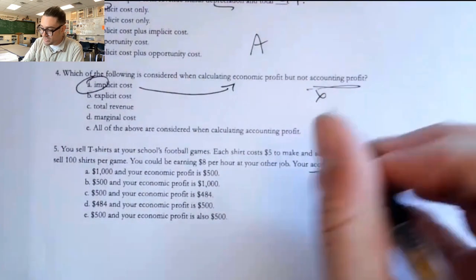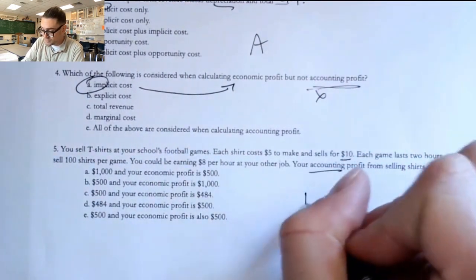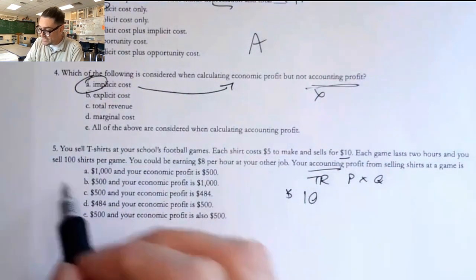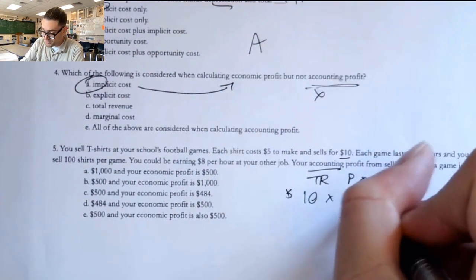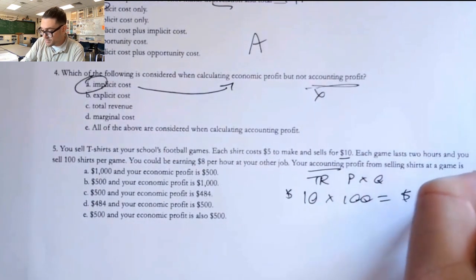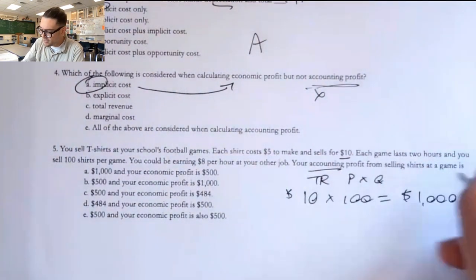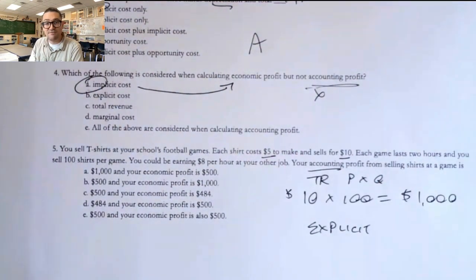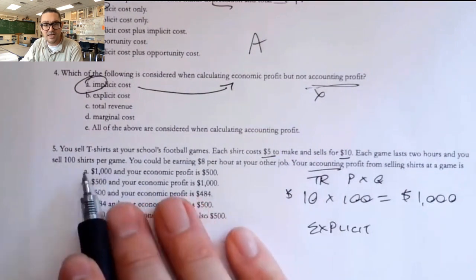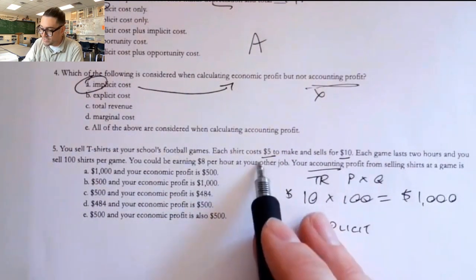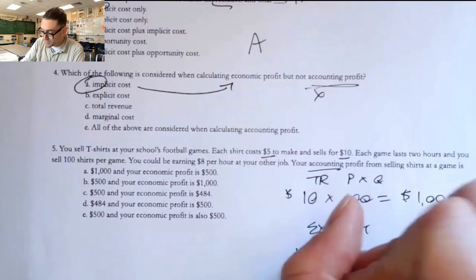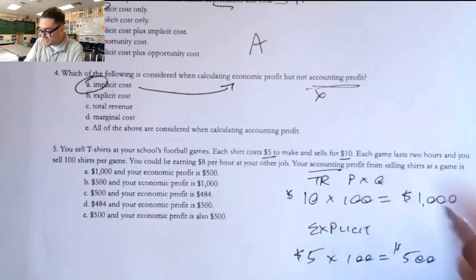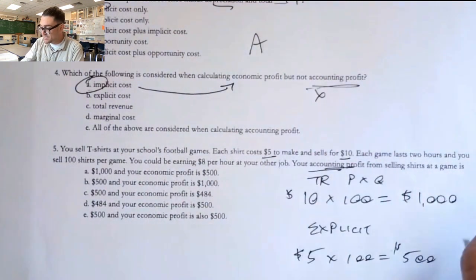Our total revenue first. They sell for $10, and total revenue is price times quantity. We sell 100 shirts per game, so our total revenue ends up being $1,000. And then our explicit cost: the shirt costs $5 to make. We know that the game lasts 2 hours, but that doesn't really matter for our purposes. The shirts are $5 per unit times 100 units for 500. And so we'd say that your accounting profit is 500.